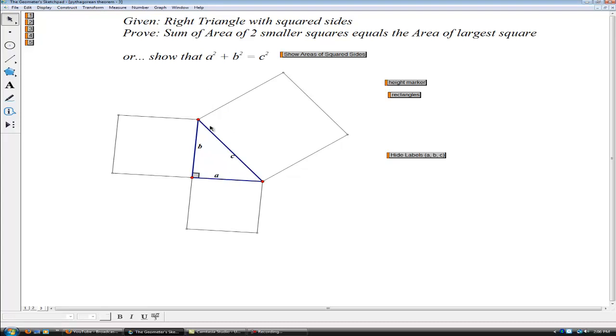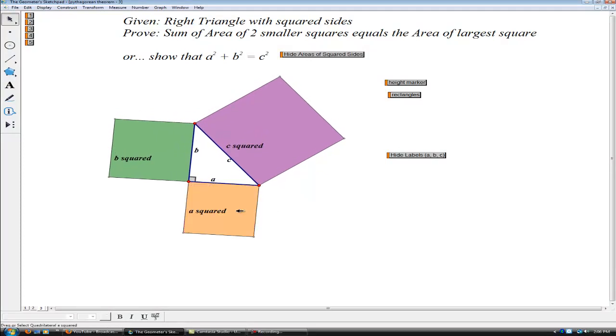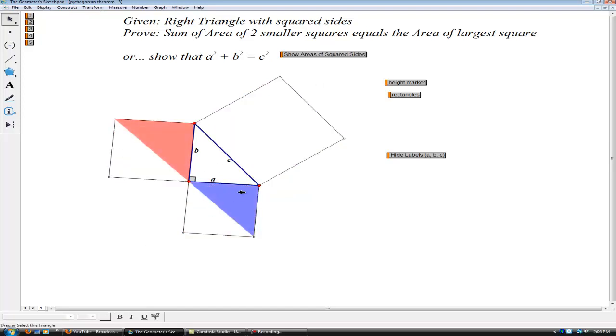So what we want to do is square the sides, so let's take a look at those areas. When we square the sides of this right triangle, we get 3 areas: A squared, B squared, and C squared. We want to prove that the sum of these 2 areas will equal this area. What we looked at with the rectangles is that if we drew a diagonal for each one of these squares, for A squared and B squared, we would get exactly half of the area of each square.